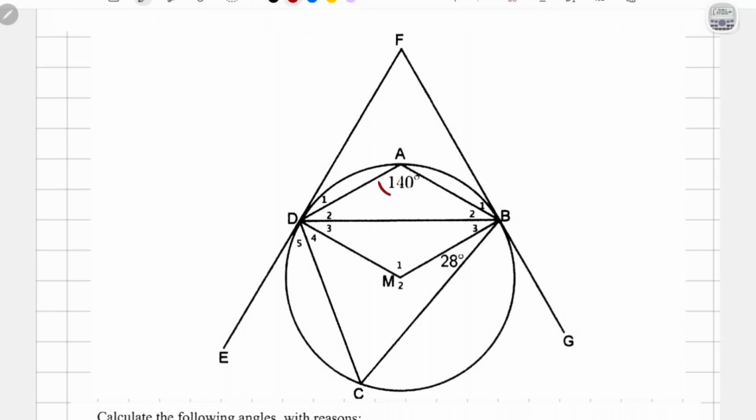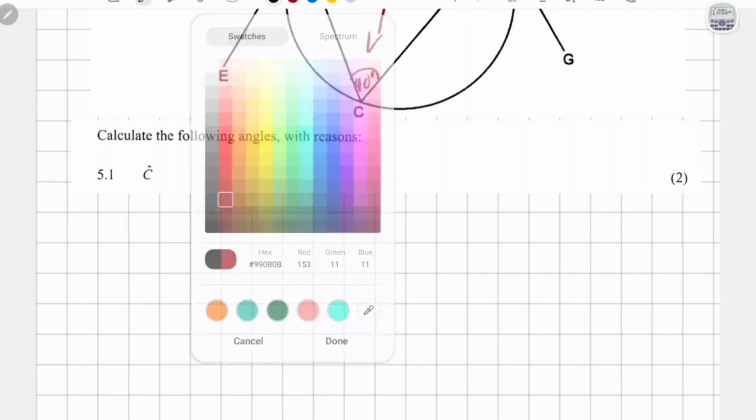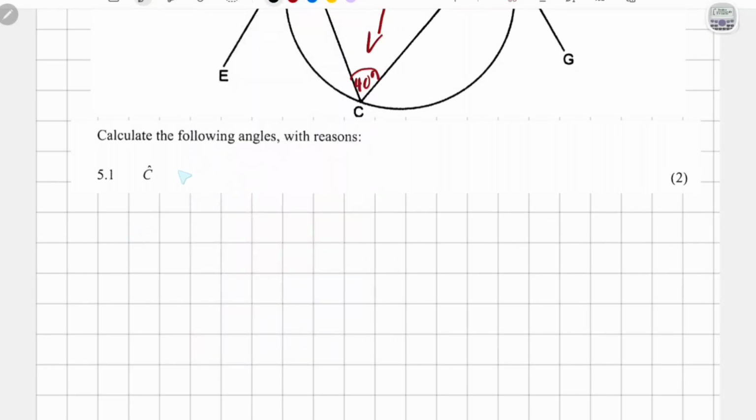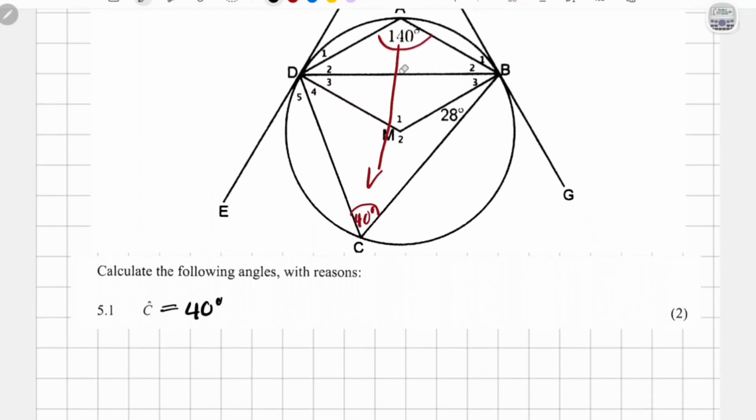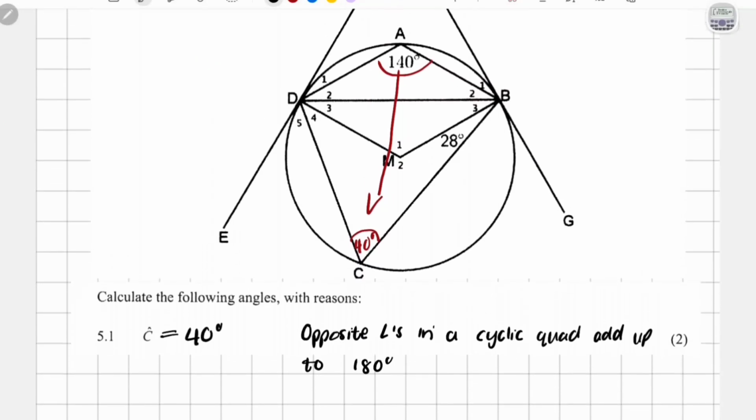I see that we have 140 degrees here, and right opposite that we have angle C. Remember that in a cyclic quad, the opposite angles are supplementary. They add up to 180 degrees. So if this is 140 degrees, then this is 40 degrees. So we're just going to say angle C is equal to 40 degrees, and you just put your reason: opposite angles in a cyclic quad are supplementary, or add up to 180 degrees.